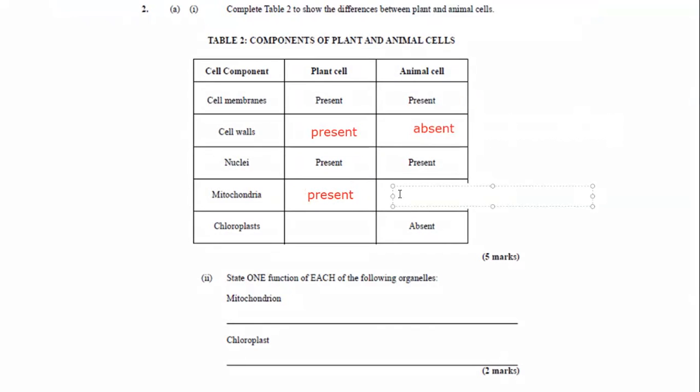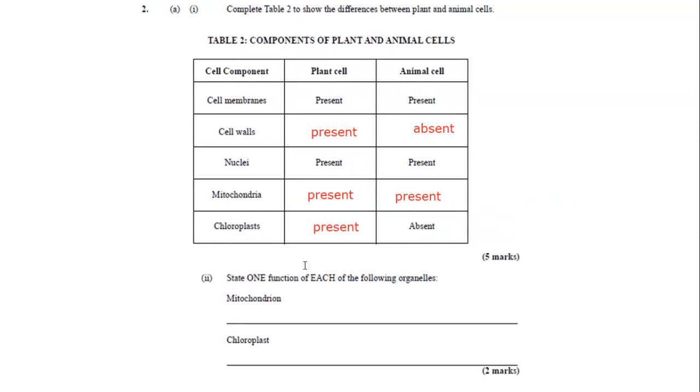So we have everybody seeing me writing all these beautiful stuff. All right, chloroplast. Present. So that's present in plant cell. What about animal cell? Absent. Right. Now it says state one function of each of the following organelles. What is the function of the mitochondrion?